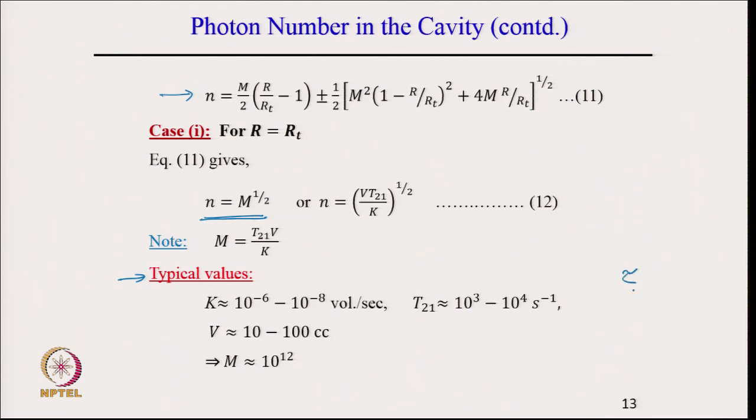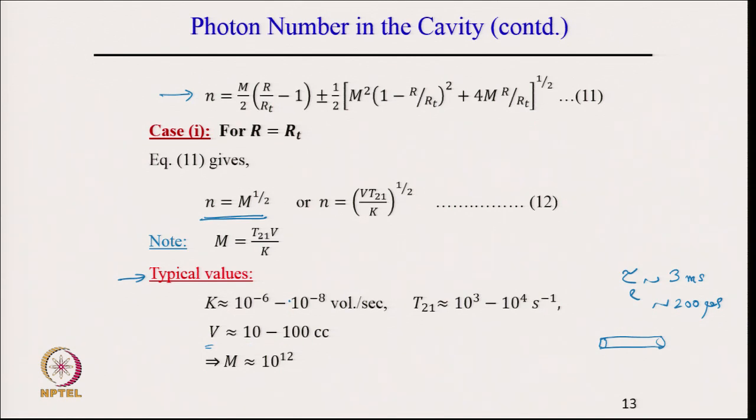Please recall that the lifetime, if you take a Ruby laser, is about 3 millisecond. If you take Nd:YAG, this is about 200 microsecond, and therefore 1 over this is approximately 10 power 3 in this range, and V is the volume of the laser medium. If you take for example the Nd:YAG rod, it is about 1 centimeter diameter and 10 centimeter, or maybe 15 centimeter length, and therefore you can find out the volume. So the volume is typically in this range.